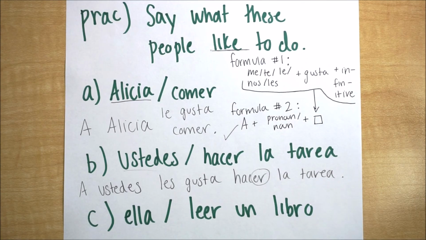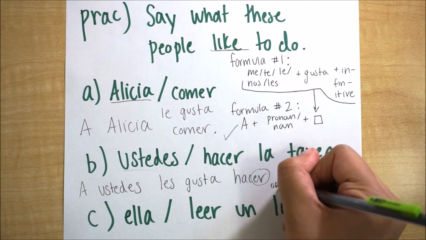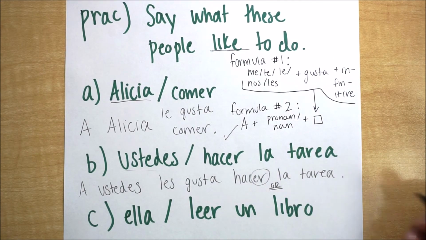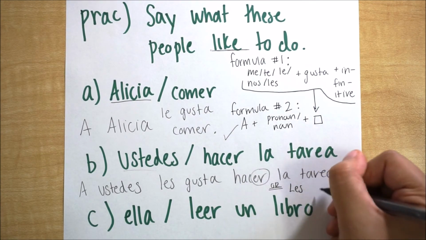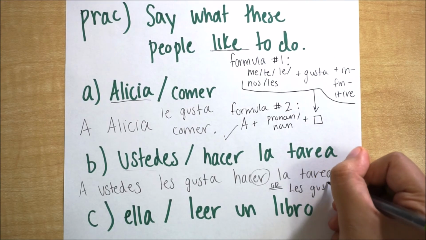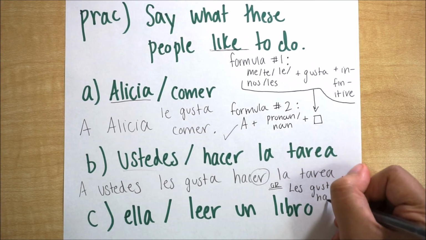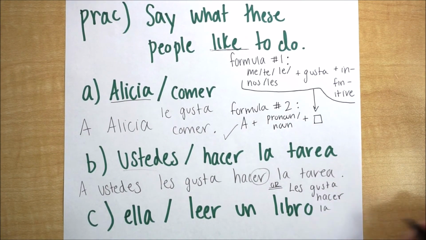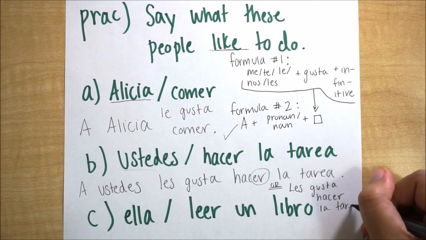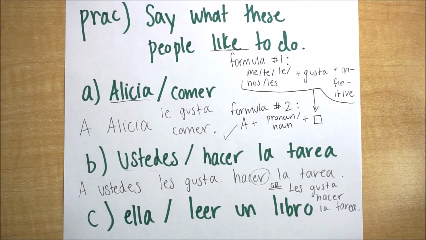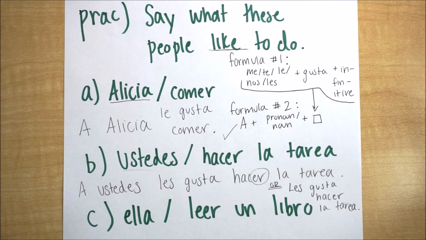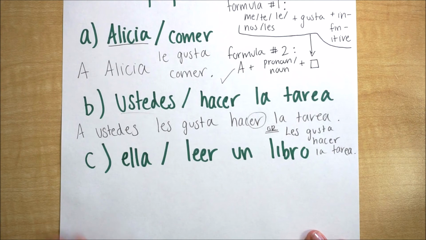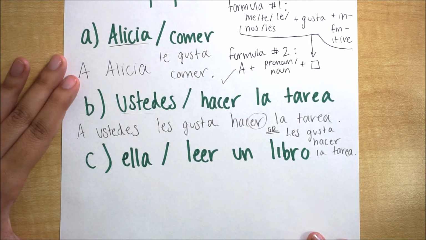So you might be like, how do I know that I have to put la tarea there? You want to say they like to do their homework. So you can add extra information after this formula, and that's totally okay. But we have to keep the formula intact. The second way is just saying les gusta hacer la tarea, which means they like to do the homework. And in this part, I just don't have the a ustedes there. Okay, hopefully that made sense.